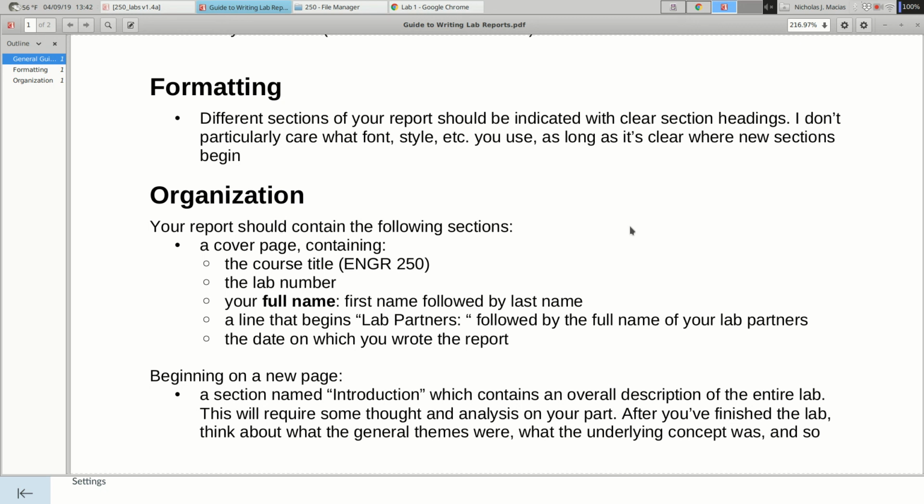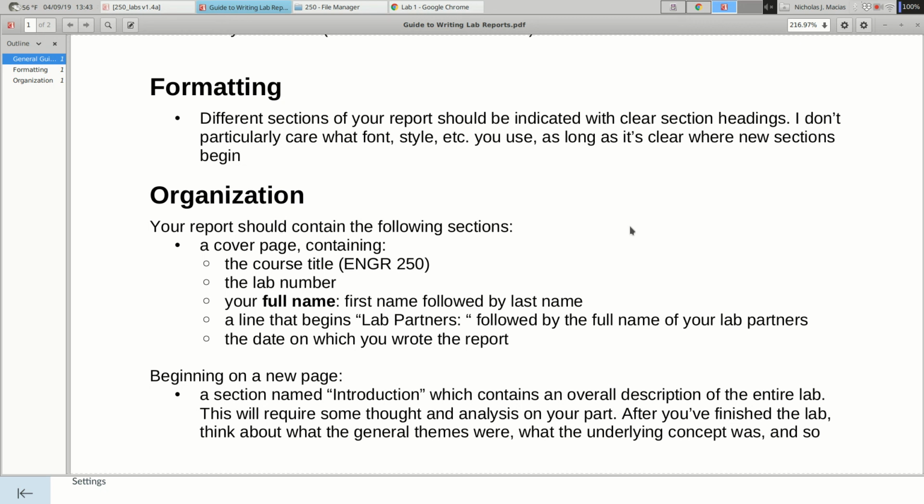Okay, so general organization. A cover page. And the cover page should have the following: the title of the course, the number of the lab, your full name, okay, first name, last name in that order, and then a line that says lab partners, and the full names of each of your lab partners. Okay, and that's really important.